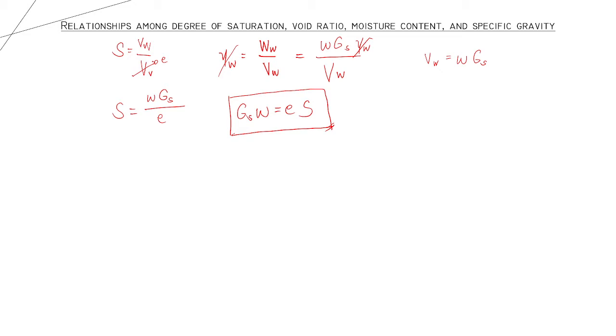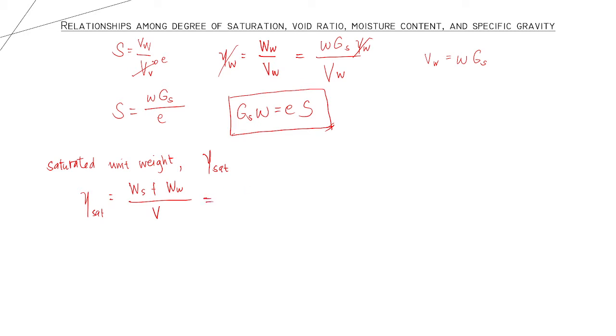And lastly, we have the saturated unit weight. So when we use the saturated unit weight, it means that all voids are filled with water. So this is denoted by gamma sub sat. So gamma saturated is equal to the weight of soil solids plus the weight of water all over the total volume, or the total weight of the soil over the volume, but all voids are filled with water.